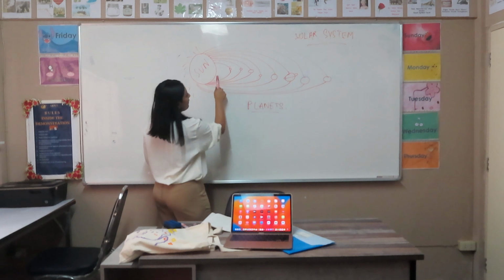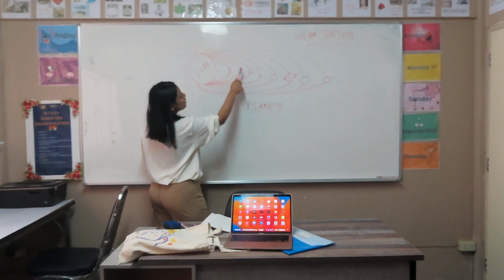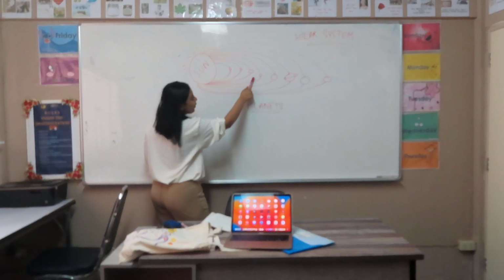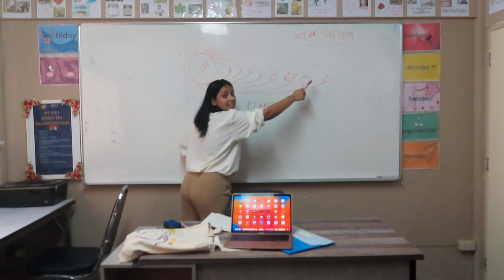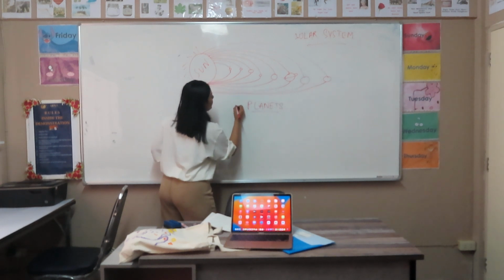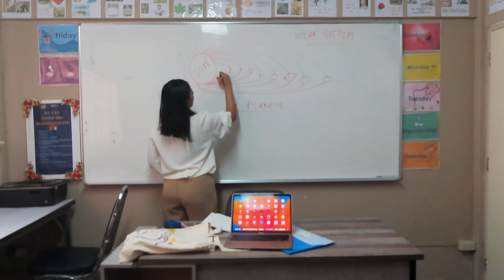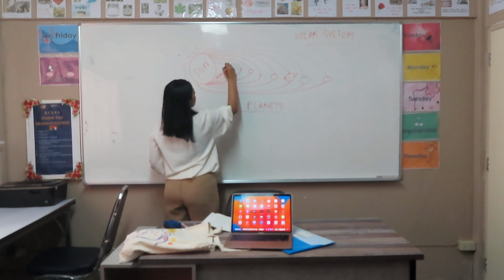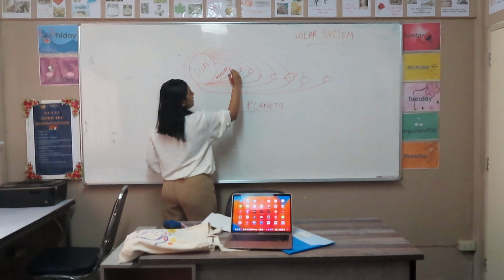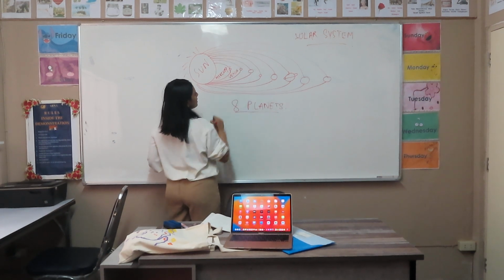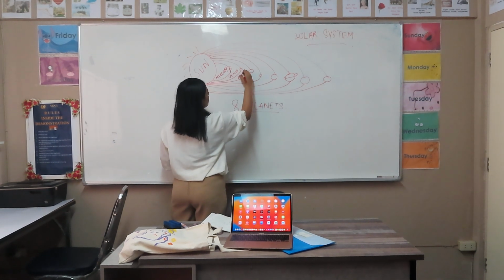How many planets do we have? Count everyone. Count with me. One, two, three, four, five, six, seven, eight. Eight planets. What is the first planet called? Mercury. This is Venus. Right? And the third one is Earth.